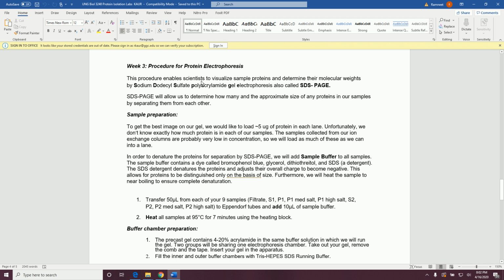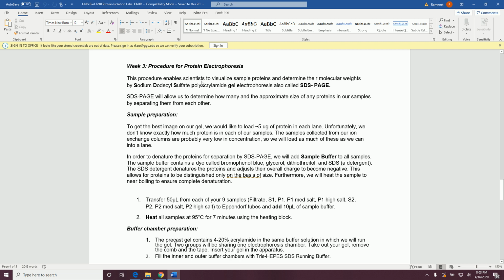SDS actually masks the charge on the proteins, and it gives all these polypeptide chains a negative charge. Okay, so basically, how do we run the gel? The gel is already pre-made. So we take all the samples.